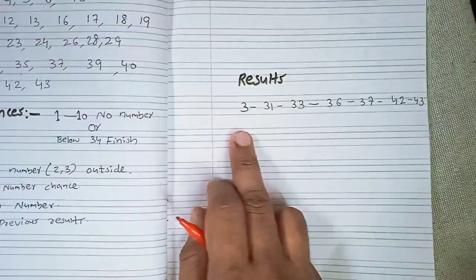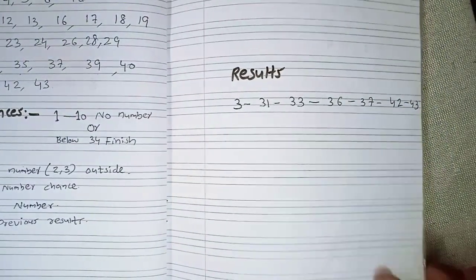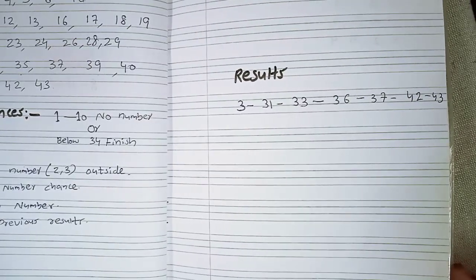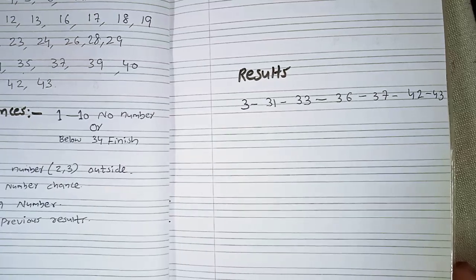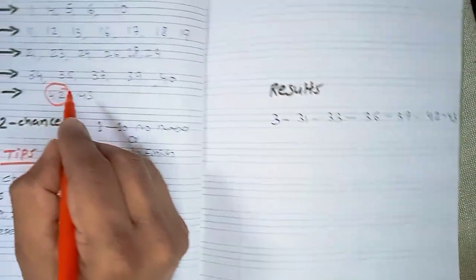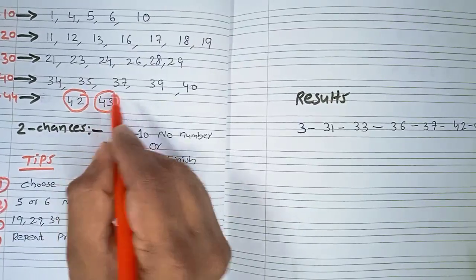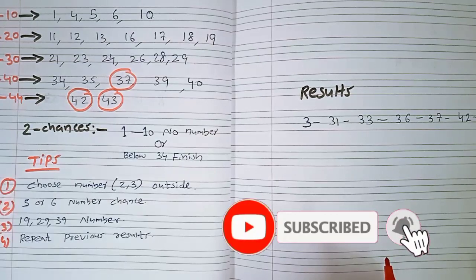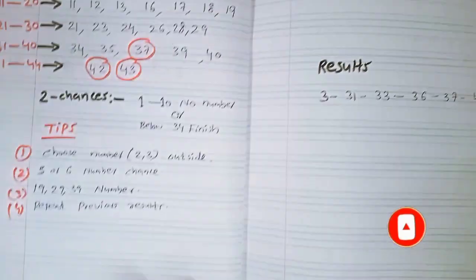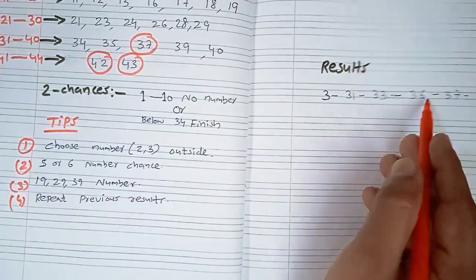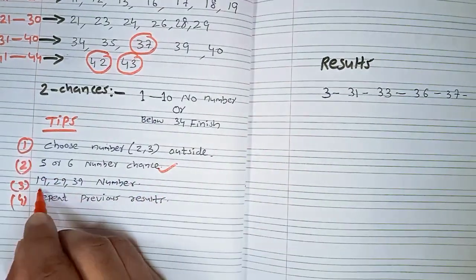Previous result: 3, 31, 33, 36, 37, 42 and 43. Here 42 matched, 43, 37, these numbers matched, and 5 or 6 number chance. 36 passed.